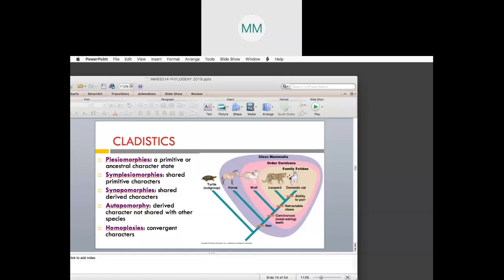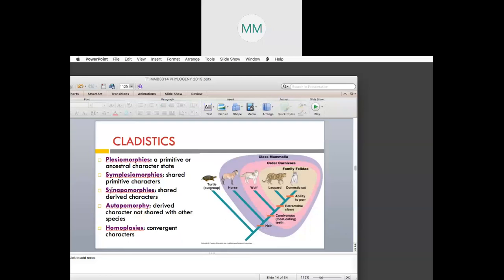I said characters, character state. You got the descendants. When you mean character state, you're supposed to explain whether is it hair, is it retractable claws, is it carnivorous teeth, not descendants. This point is very important. So which character state, this is character hair, this is a character carnivorous teeth, this is a character. So which of the character state is considered shared primitive character? Hair, very good. And backbone, correct, very good. Those two are shared primitive characters.